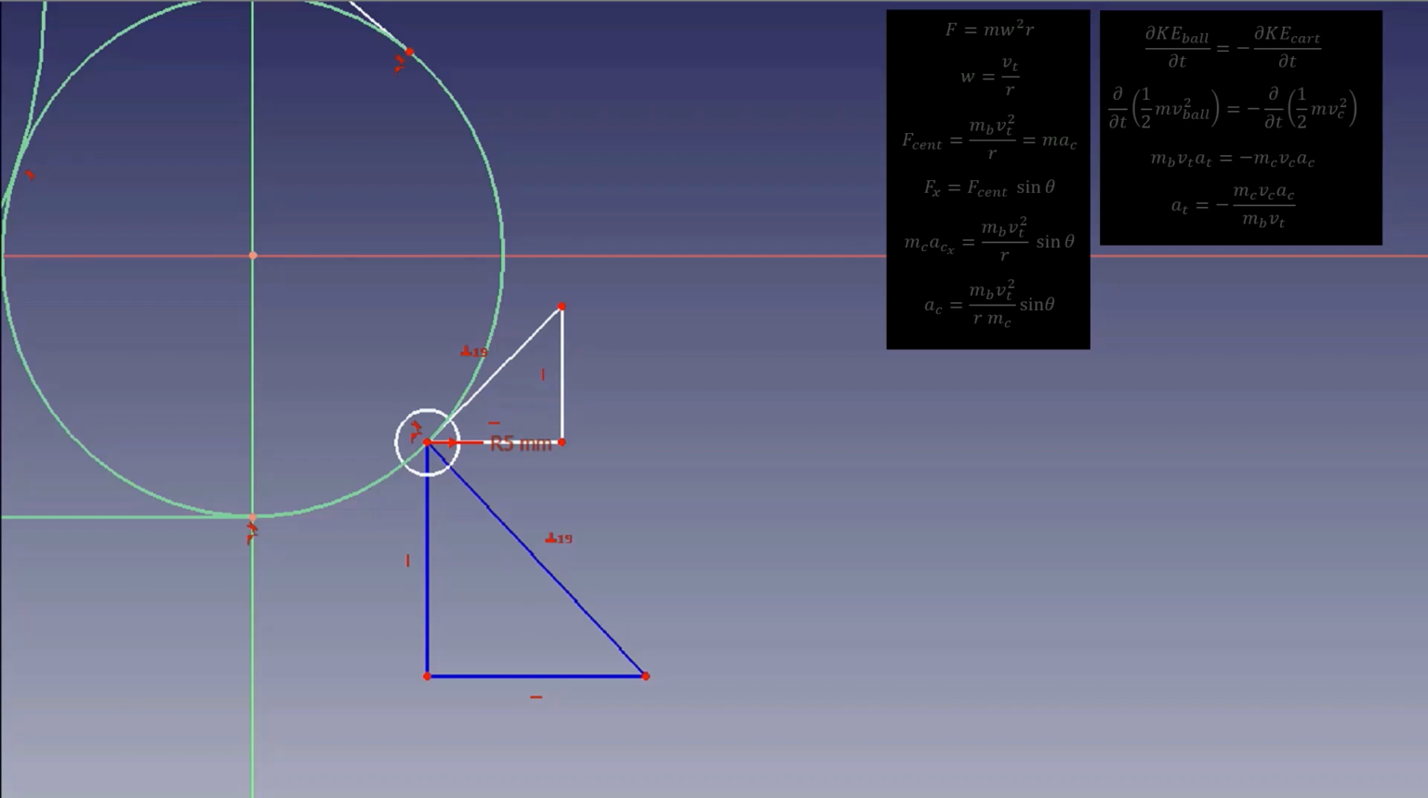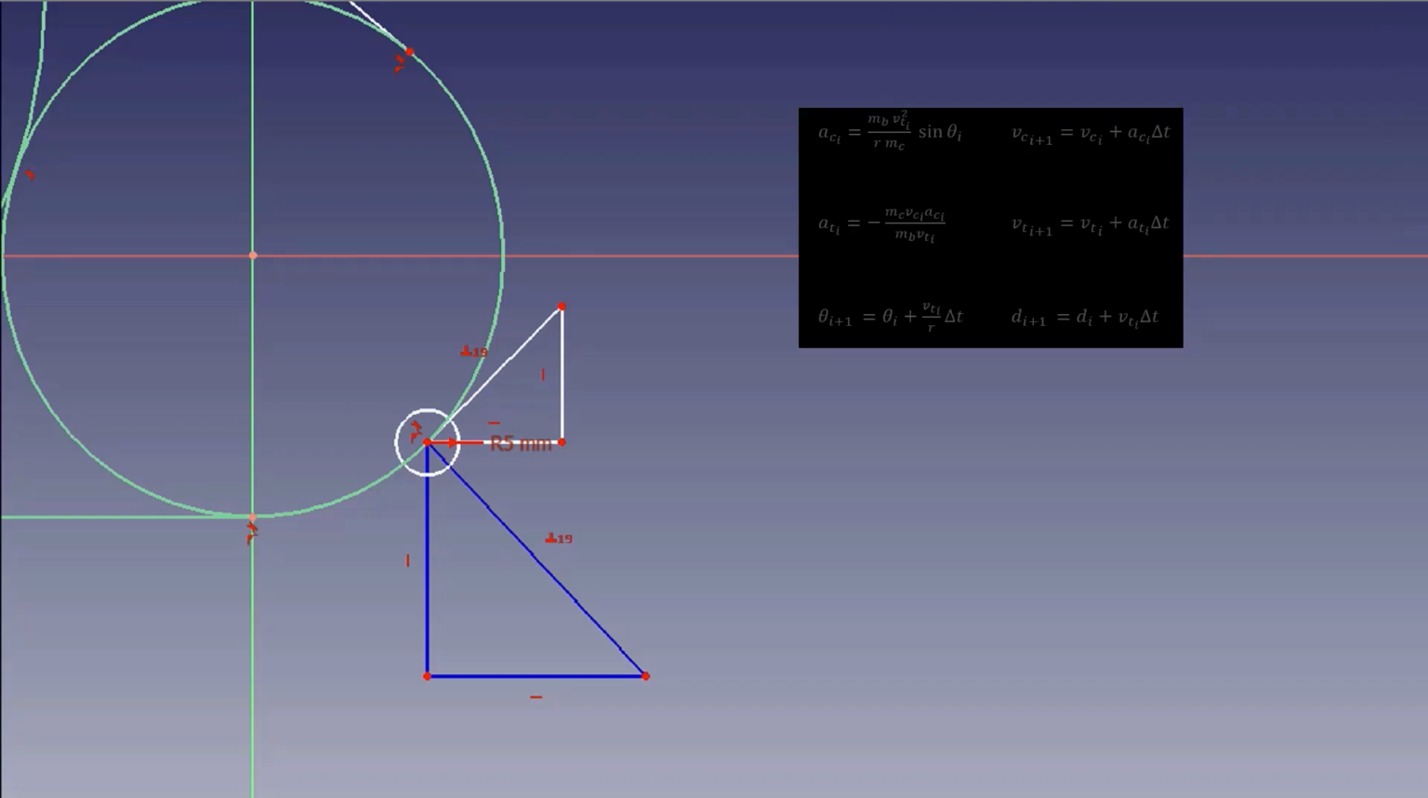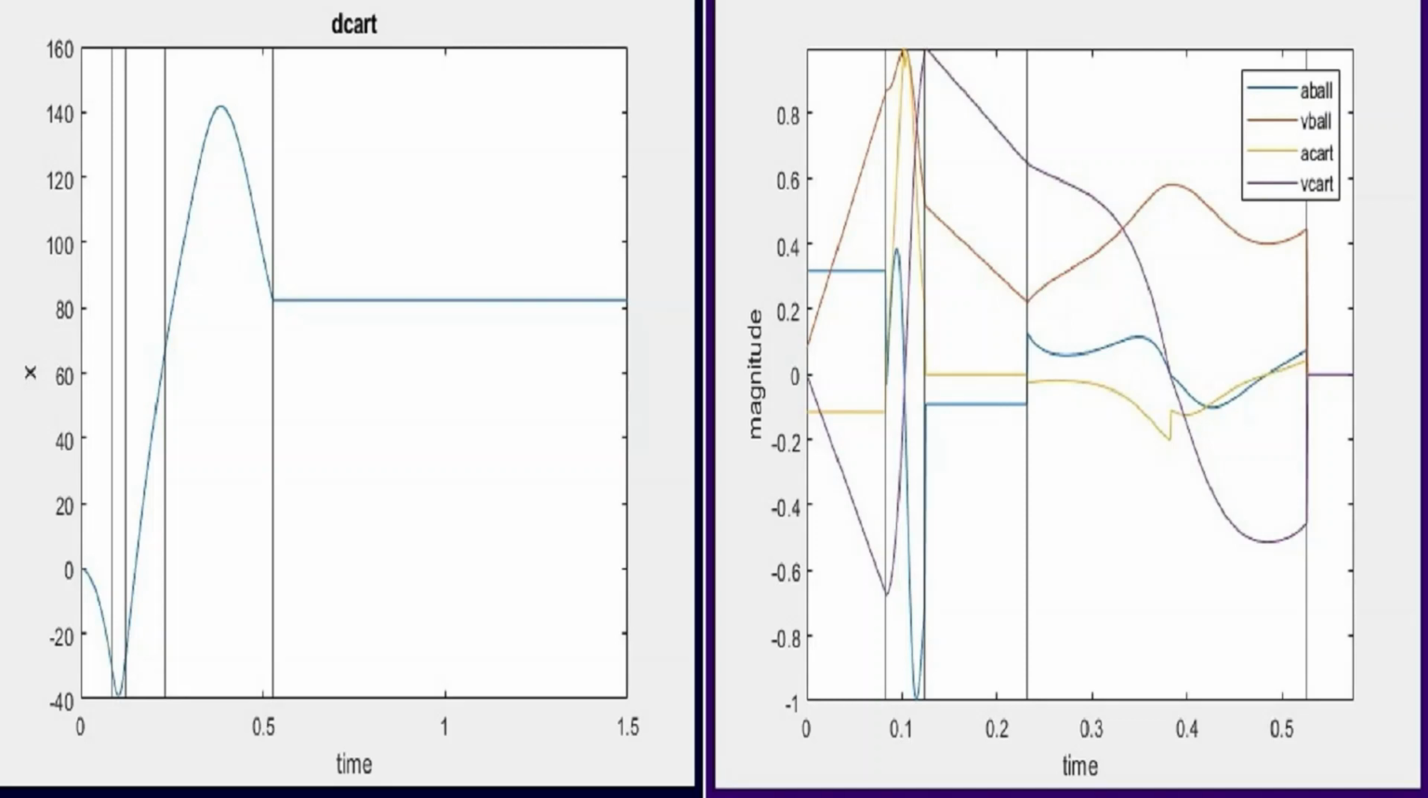To try to make this solvable, we need another equation, so we look at the energy balance. The change in kinetic energy of the ball should be opposite to that of the cart, since they're just passing energy between them. And we can differentiate and solve for the tangential acceleration of the ball. I don't know a way to solve this analytically. It might not actually be possible. So instead we can discretize these equations and create a simulation. And we get these results. There's a lot to unpack here.